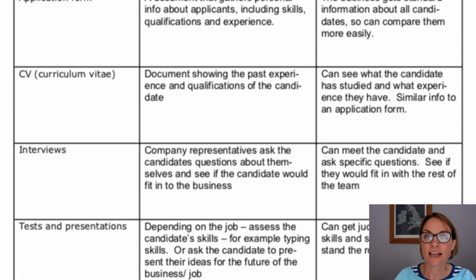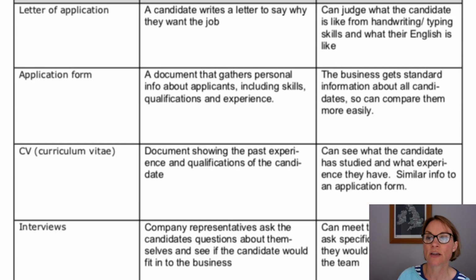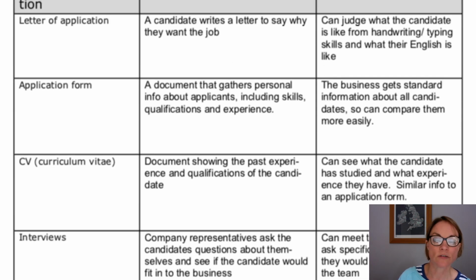And then how to select candidates. Again, you're supposed to be aware of all these methods. A letter of application is where the candidate writes a letter to say why they want the job, and you can see what their English skills are like from that. So make sure you're able to write a letter. An application form makes sure that everybody gives you the same information. You usually get those in teaching, asking us what sort of person we are and what skills we've got and all that kind of thing.